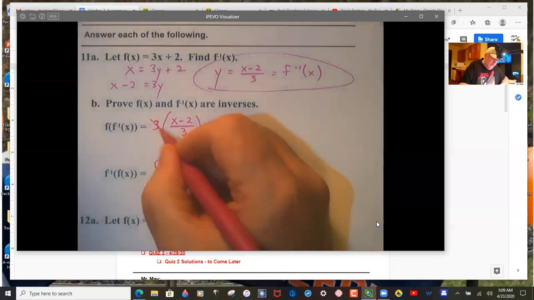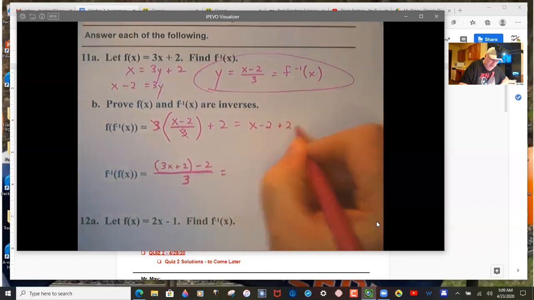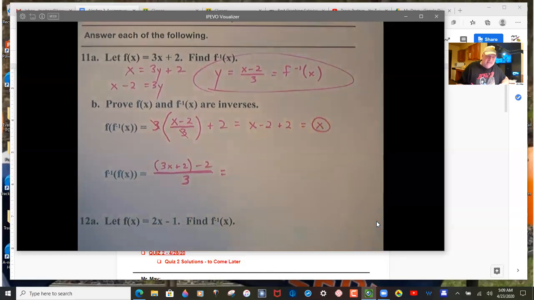And now what has to happen is that you have to get x in both cases. That's the second thing that you must get. If you don't get x, it's over. You've done work wrong. You haven't proven the inverse. Maybe you calculated the inverse wrong. You must get x.